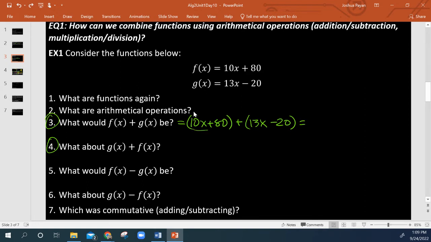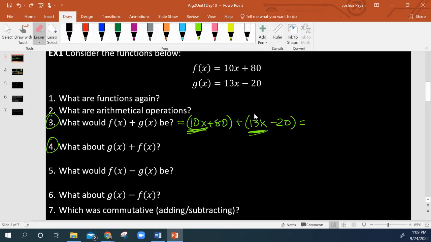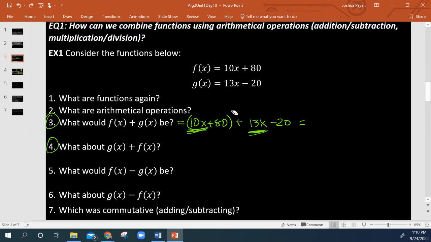For our final answer, we combine like terms, and let me give you the visual of dropping, quote unquote, the parentheses because we don't really need them right now. You always still want to use them, okay? Just trust me, especially when you're doing something like here on number 5 where you're subtracting. But we know we're going to be able to combine these like terms. So 23x, this is going to give us positive 60. Okay, so that would be f plus g.